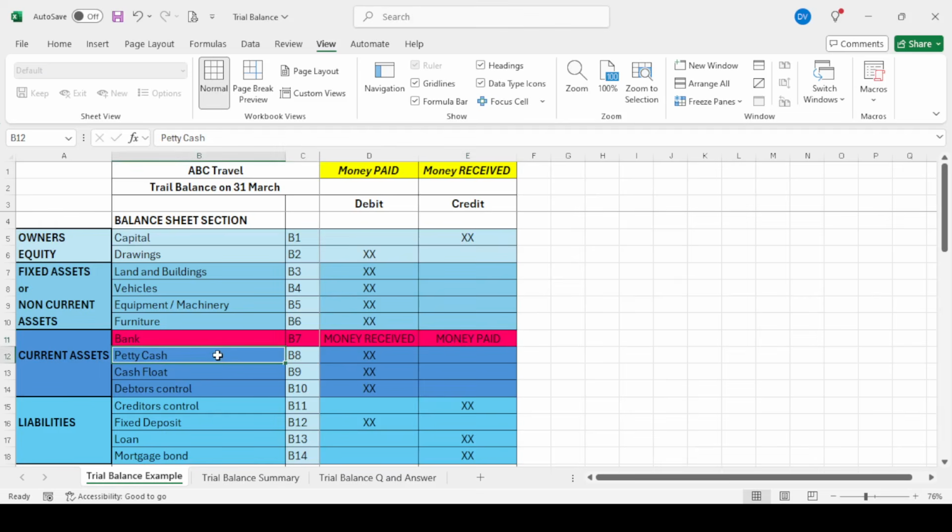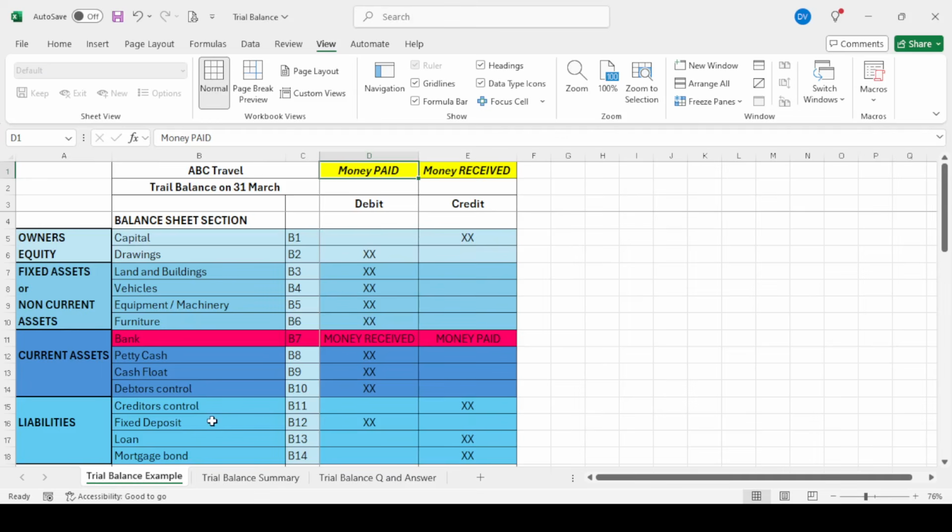Then we've got petty cash, cash float, and debtors control. All of this is money that we've paid. It went out of our pocket, so it comes on the debit side on the trial balance, money paid.